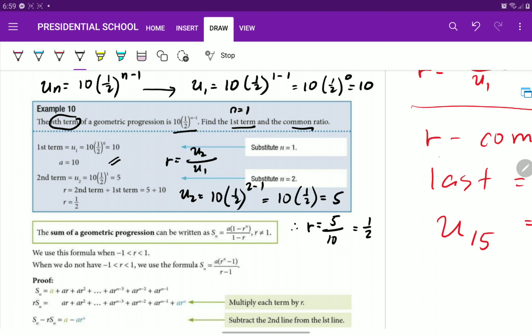Alright? Actually, the common ratio, even if you don't find the second term and the first term, if you know the position, you would be able to infer that this is actually your r. Okay? Even without finding the second term.